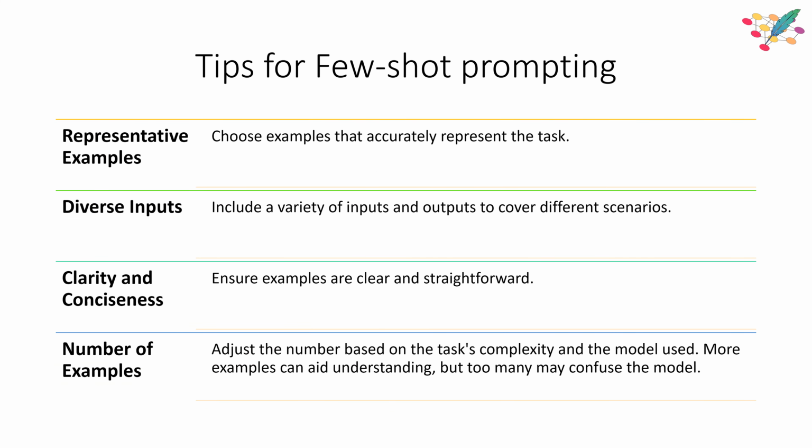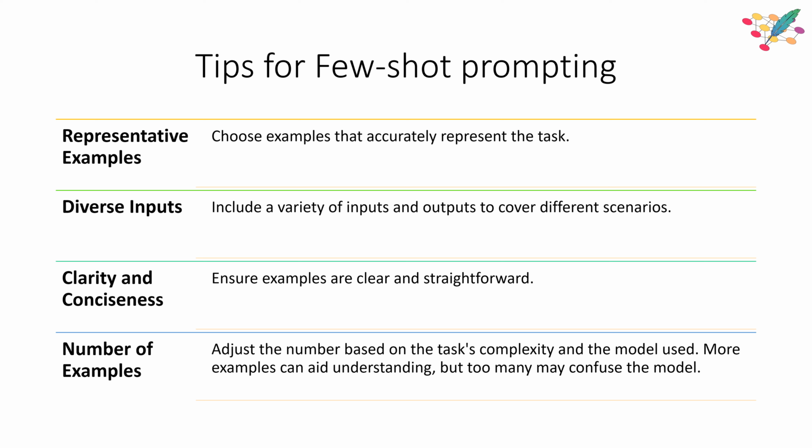When using few-shot prompting, it's important to pick examples that are truly representative of the task at hand. This helps the model understand what you're aiming for. Include a diverse range of inputs and outputs to cover different scenarios, which can make the model's understanding more robust. Make sure your examples are clear and concise. Overly complicated examples can lead to confusion.